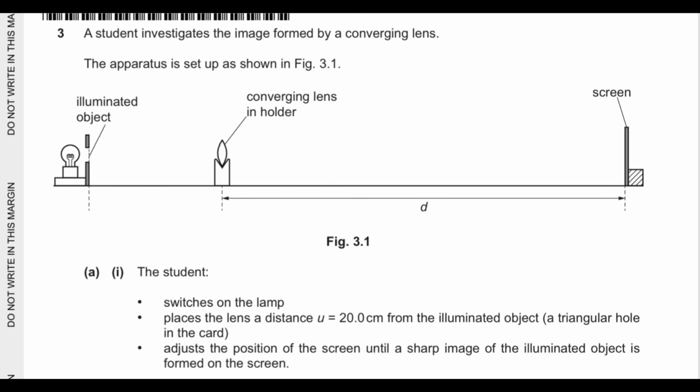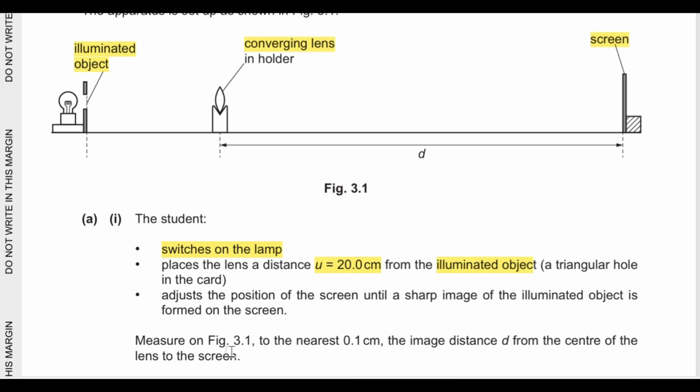Question number 3 says a student investigates the image formed by a converging lens. The apparatus is set up as shown. This is the illuminated object, this is the converging lens holder, and this is the screen. The student switches on the lamp, places the lens at a distance of 20 centimeters from the illuminated object, and adjusts the position of the screen until a sharp image of the illuminated object is formed on the screen. Measure on figure 3.1, to the nearest 0.1 centimeter, the image distance d from the center of the lens to the screen.